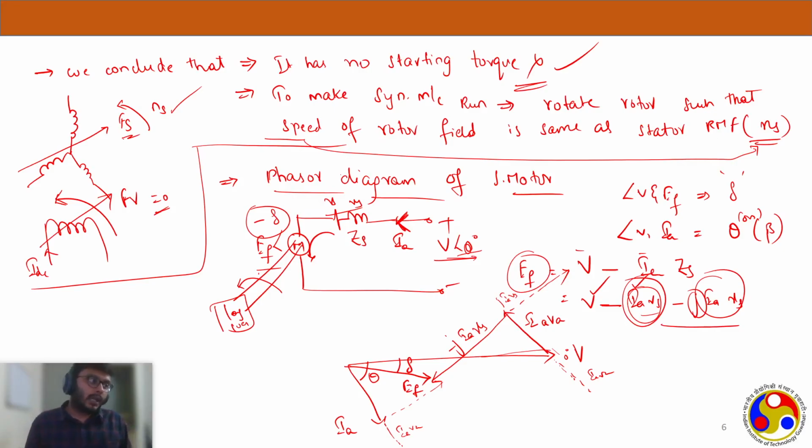So that's it. Now, if a motor draws lagging current, as we are seeing here, the length of EF will always be less than V. When you compare the length of EF with the length of V, it will always be less than the voltage from the supply.